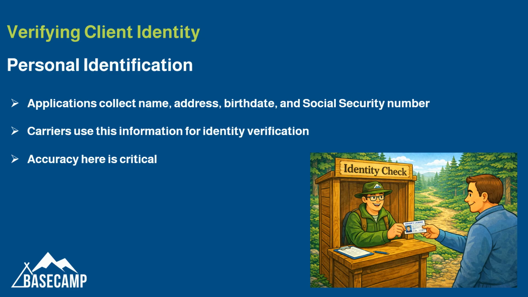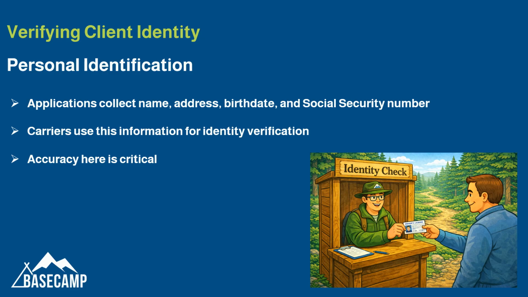Small details like spelling, address formatting, or number entry can make a difference when the information is reviewed. Taking a moment to carefully record these details can help the application move through the review process more smoothly. This is also why many agents reference a driver's license or other identification when completing this portion of the application. Doing so can help confirm that the information being entered matches the client's official records.